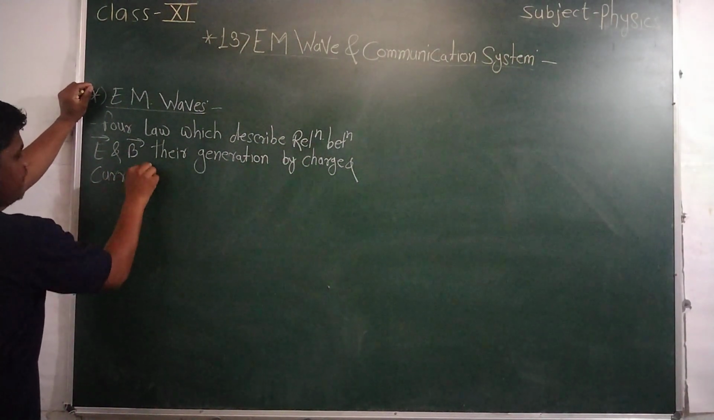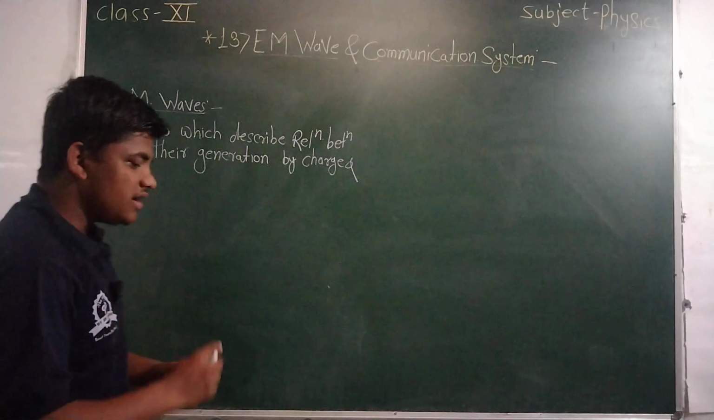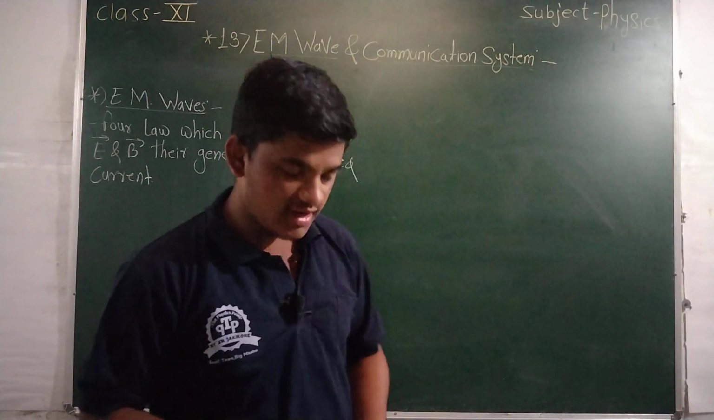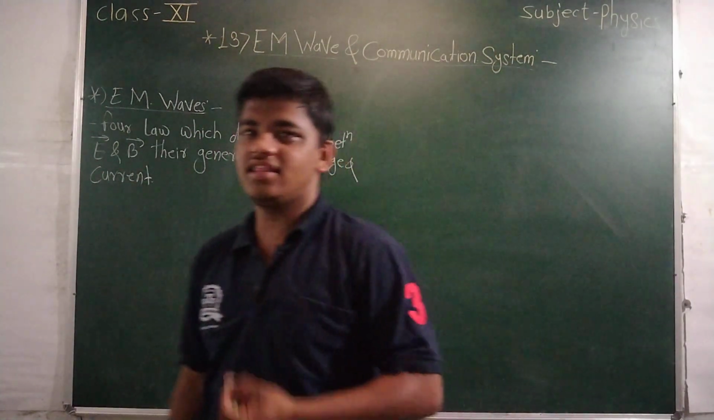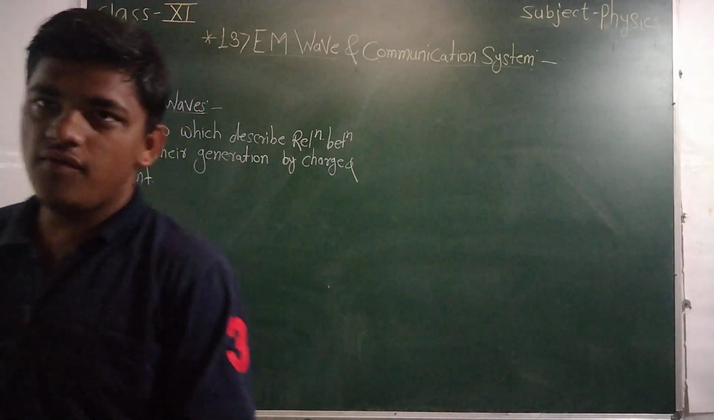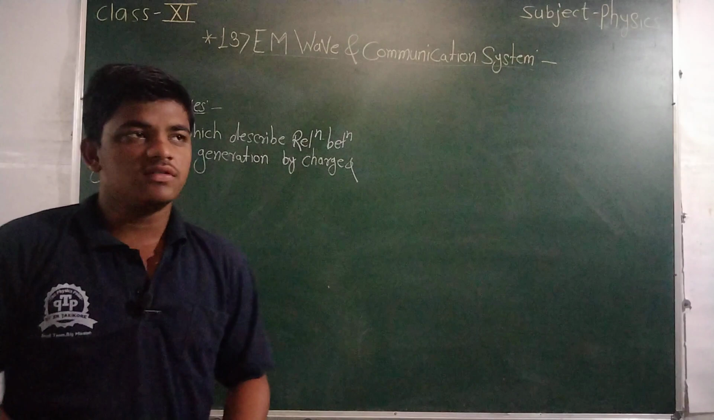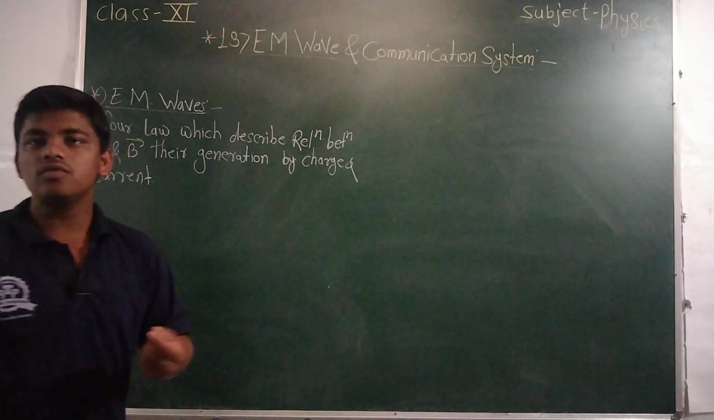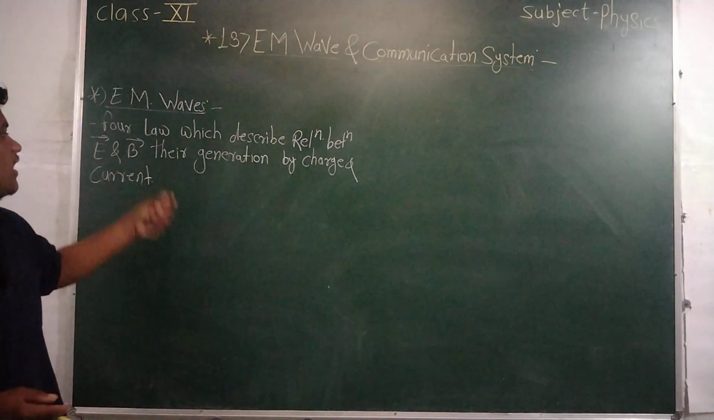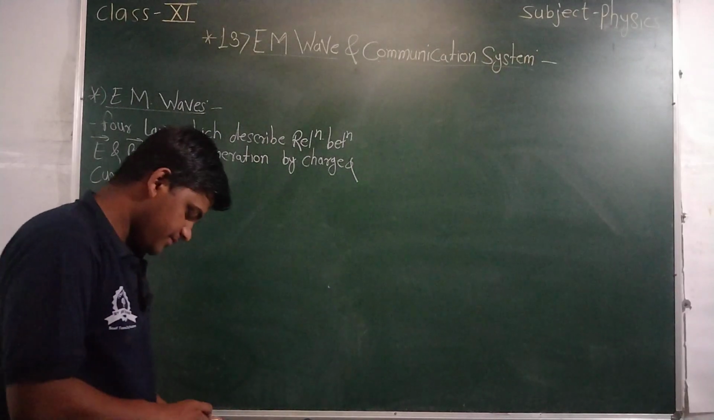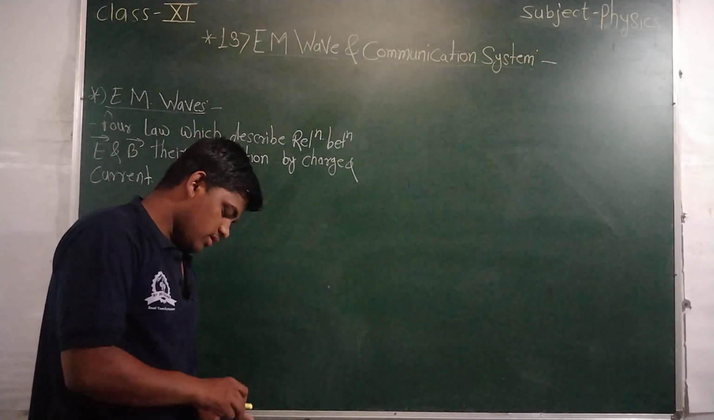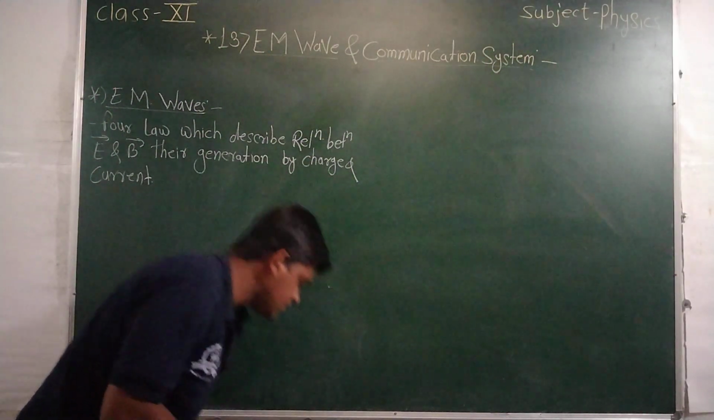When current flows through a conductor, a magnetic field is produced around the conductor. This is the right hand thumb rule. Then we will discuss one by one these four laws which give the relationship between electric and magnetic fields. So let's start to discuss the laws.